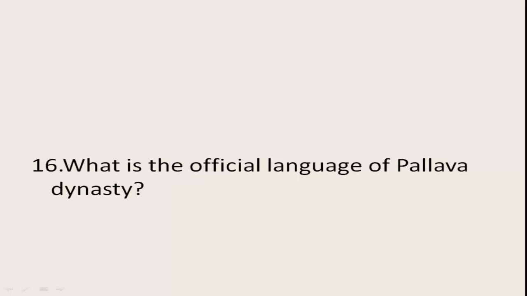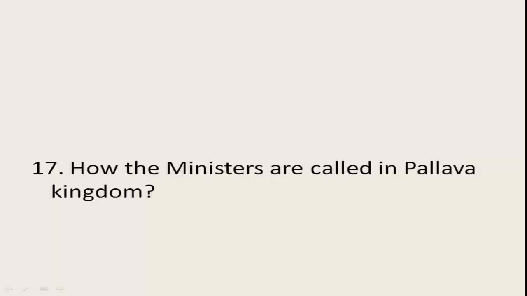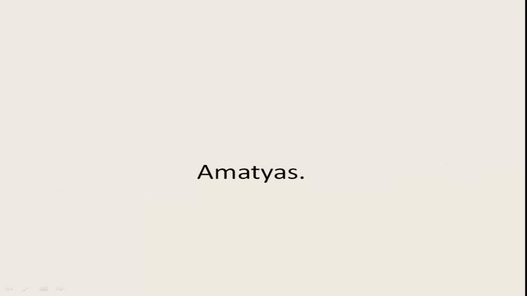Narasimhavarman I. After he killed Pulakesin II in 642 AD, he took the control of Chalukya capital Vadapi and he assumed the title Vadapi Kondan. What is the official language of Pallava dynasty? Sanskrit and Prakrit. How are the ministers called in Pallava Kingdom? Amatyas. The ministers carried out the orders of the king.